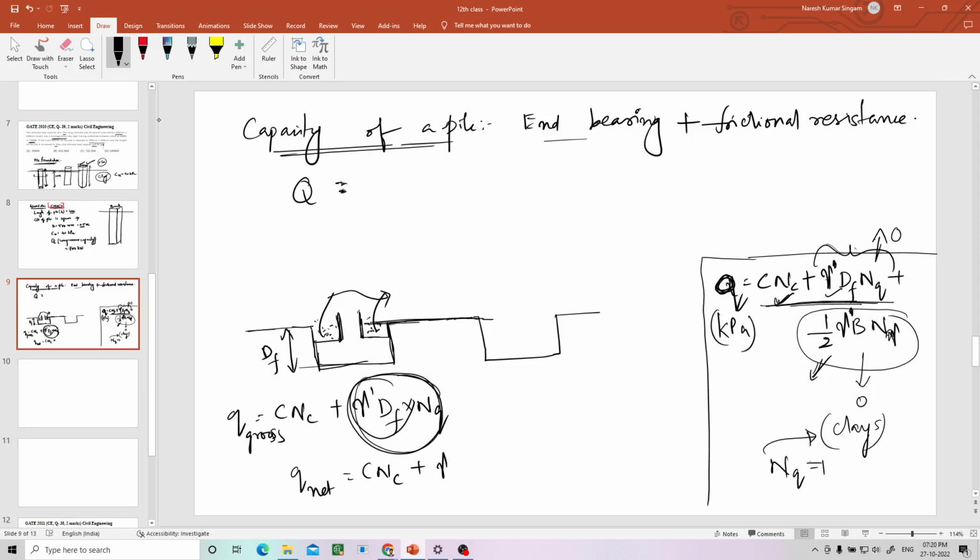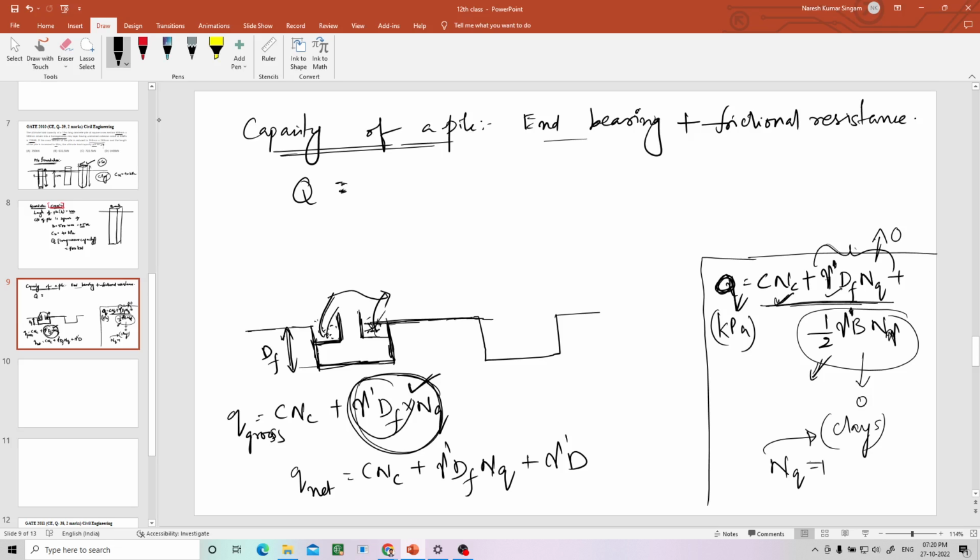You just have to deduct this capacity which is coming due to the depth of the foundation. So if you want to calculate the net capacity, you have to deduct this portion by using the stress which is due to this weight. What is that? Gamma dash, which is equal to the total height Df.